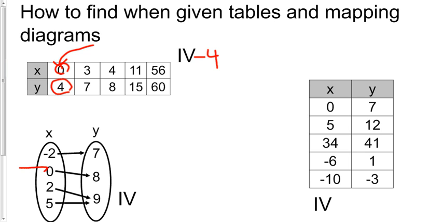Here in the mapping diagram, when x is 0, I know that the output is 8, so my initial value is 8. Here in the vertical table, when x is 0, my initial value is going to be the 7. So my initial value is 7.